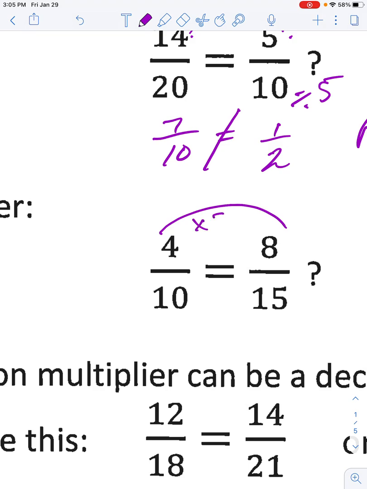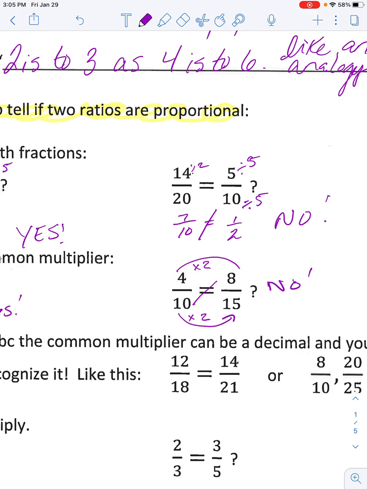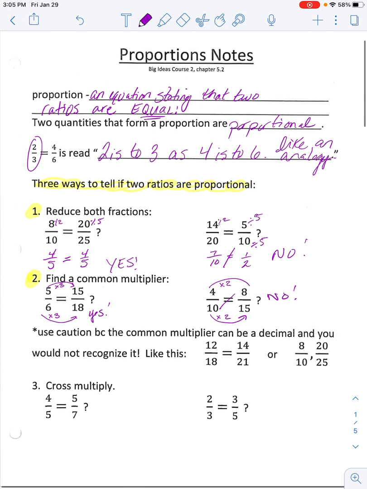Let's look at the second one. To get from 4 to 8, I multiply by 2. If I do multiply the 10 by 2, would it equal 15? No, it would be 20. So those are not in proportion. Okay, so a common multiplier is the second way.